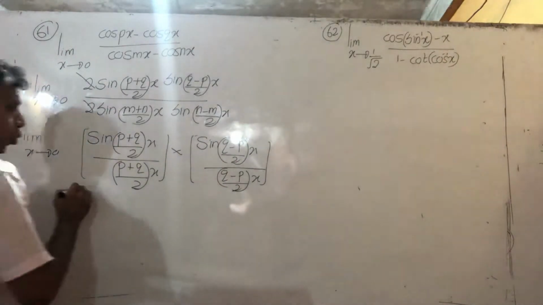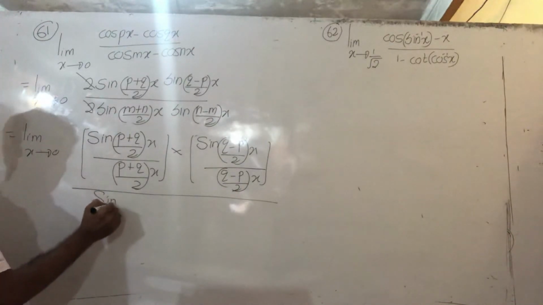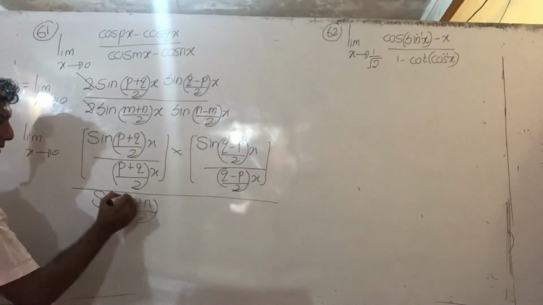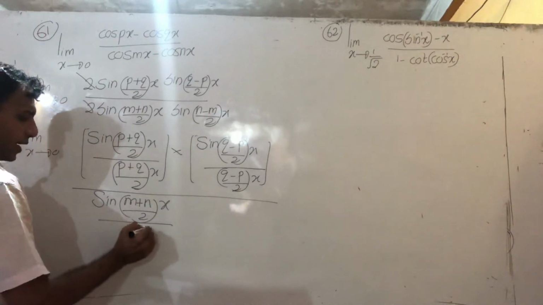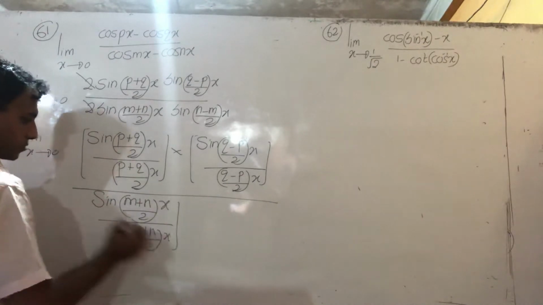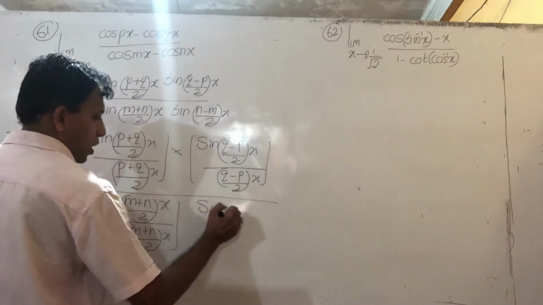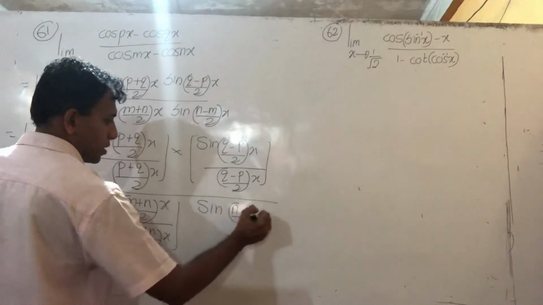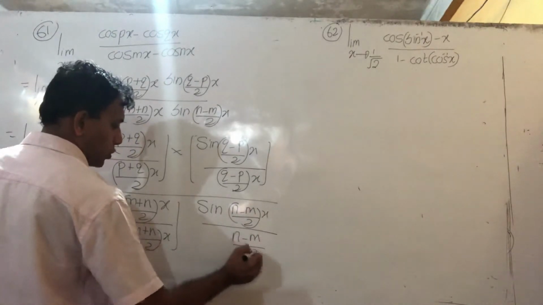Now see below, the denominator similarly shows these two the same. Sine of (m plus n) over 2 x, then below, (m plus n) over 2 x. Next here, sine of (n minus m) by 2 x over (n minus m) over 2 x, right?